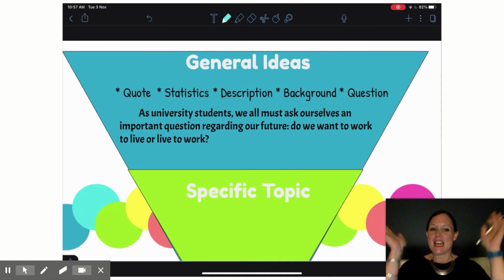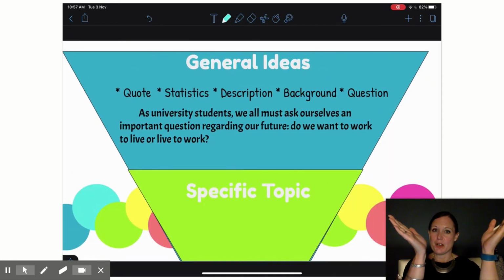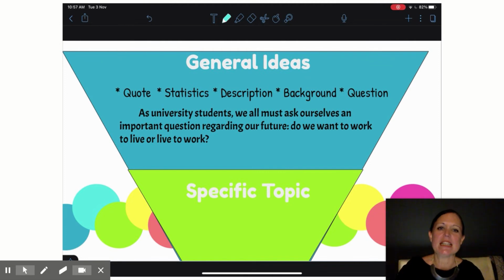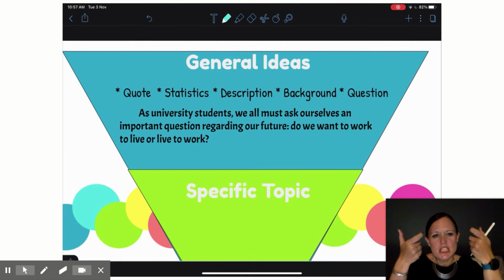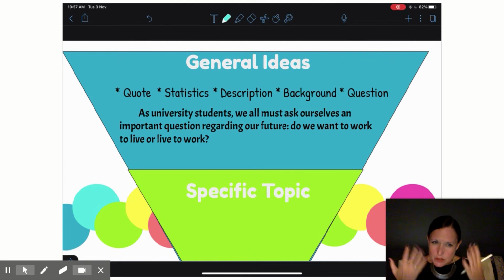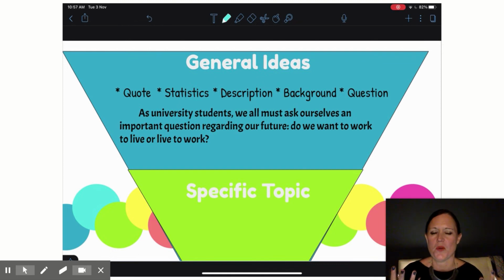So let's start with that general idea, the top of our pyramid. And general ideas are just to kind of hook your reader in, to introduce them to the topic, to get them interested in what you have to say.